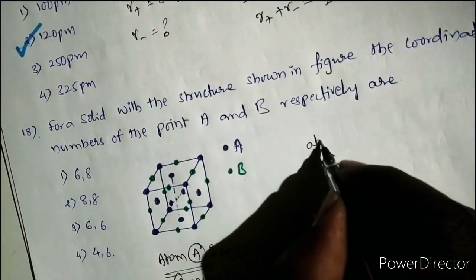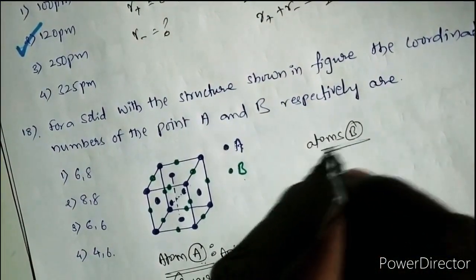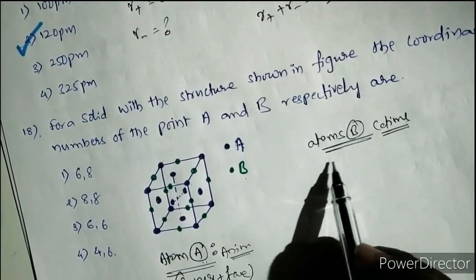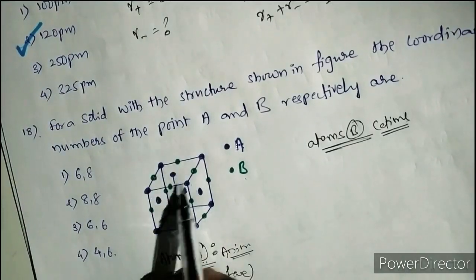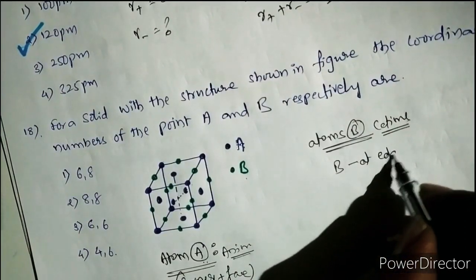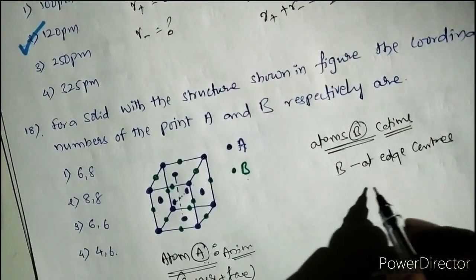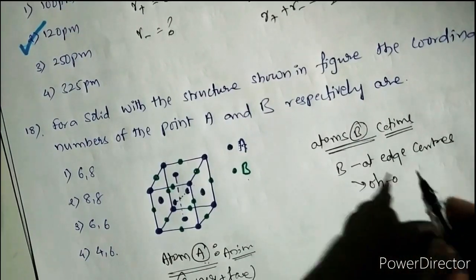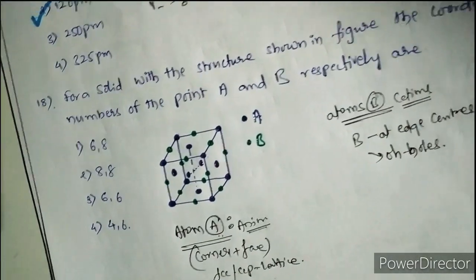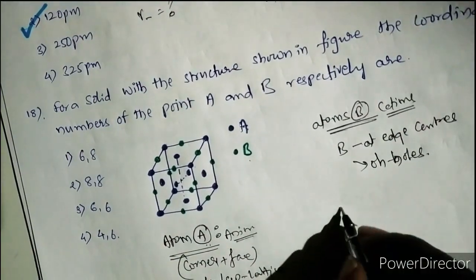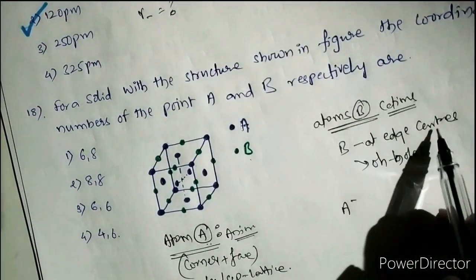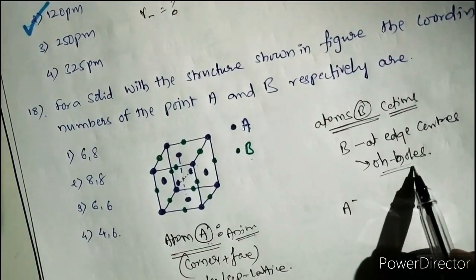Next, atoms B I am talking about. Atoms B, say they are cations, and if you observe, atoms B are all present at edge centers. Edge centers are nothing but octahedral holes. If you clearly observe A and B, anions are following FCC and CCP, and cations are at edge centers, nothing but octahedral holes.